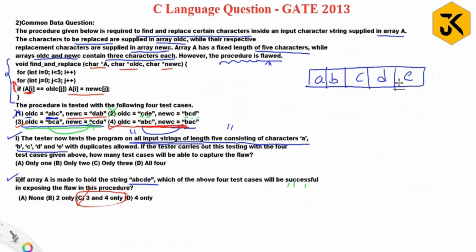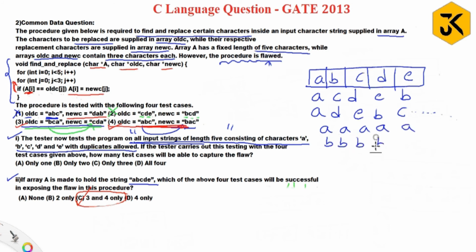Let me take the general string is A, B, C, D. Next possible string is A, C, D, E, B. Next another possibility is A, D, E, B, C. Like this, you will get many number of test cases. That is what they are saying, with duplicates also allowed. Means you may get all A's also, or you may get all B's also.